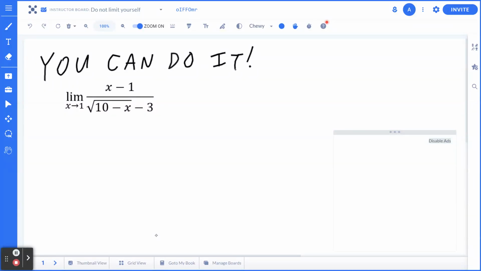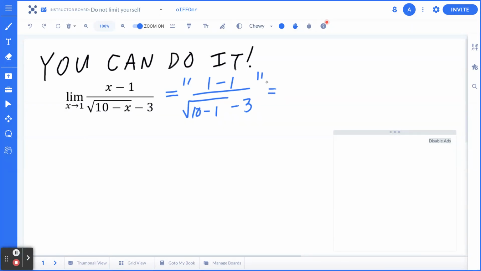Hi everyone, let's take a look at the following example. Find the limit of (x - 1) divided by (the square root of 10 - x, minus 3) as x is approaching 1. Step number 1, if you plug in x to be 1, and again, never skip step 1, it's going to be 1 - 1 divided by the square root of 10 - 1, minus 3.